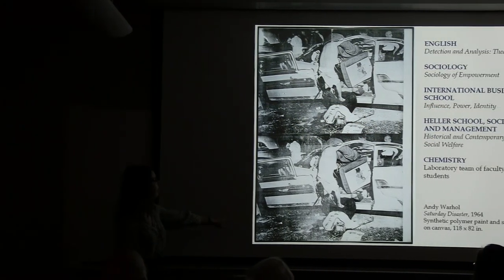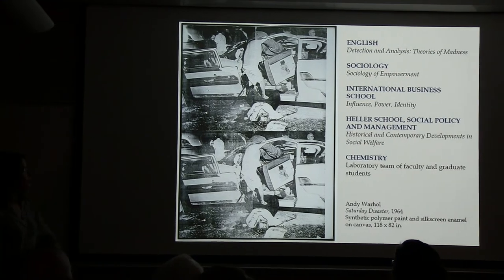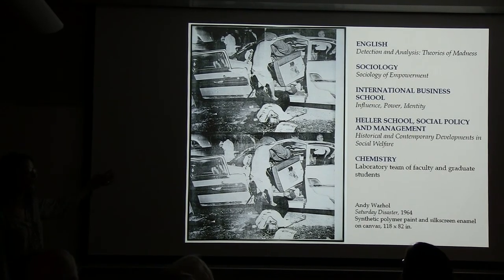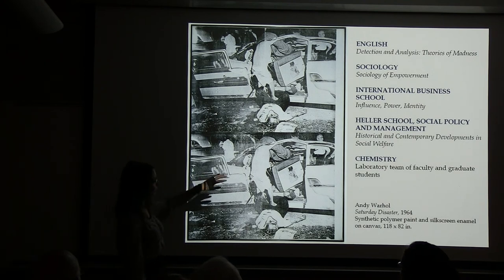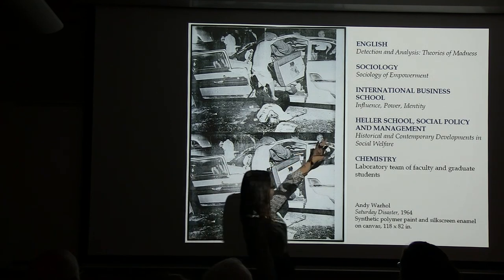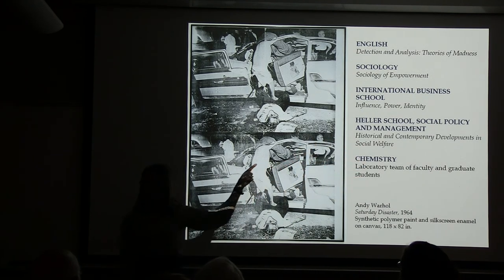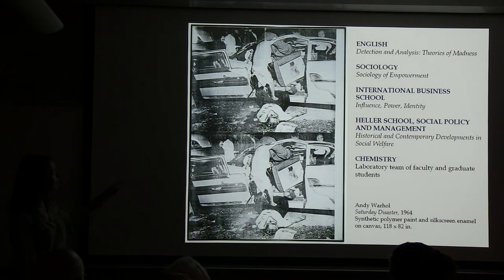This is a Warhol at the Rose, and I'm not going to go through all these classes, but I used this over and over and over again. It's one of our great paintings. I use this a lot for doing VTS and then reflecting on the methodology, which is quite a relevant discussion, for example, in influence, power, and identity, or in the sociology of empowerment. Both classes that are about, in their ways, facilitation and teaching and leading. So we had great discussions.